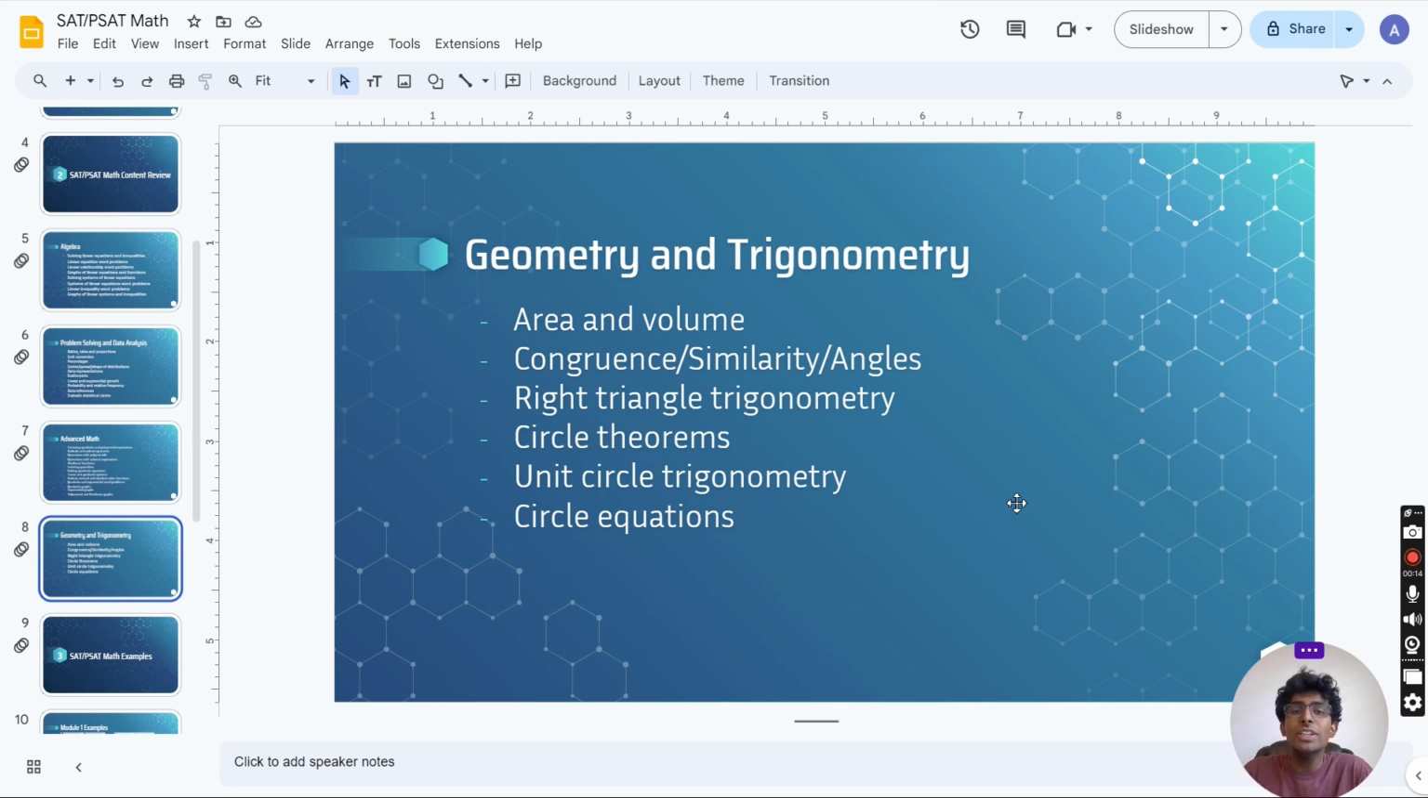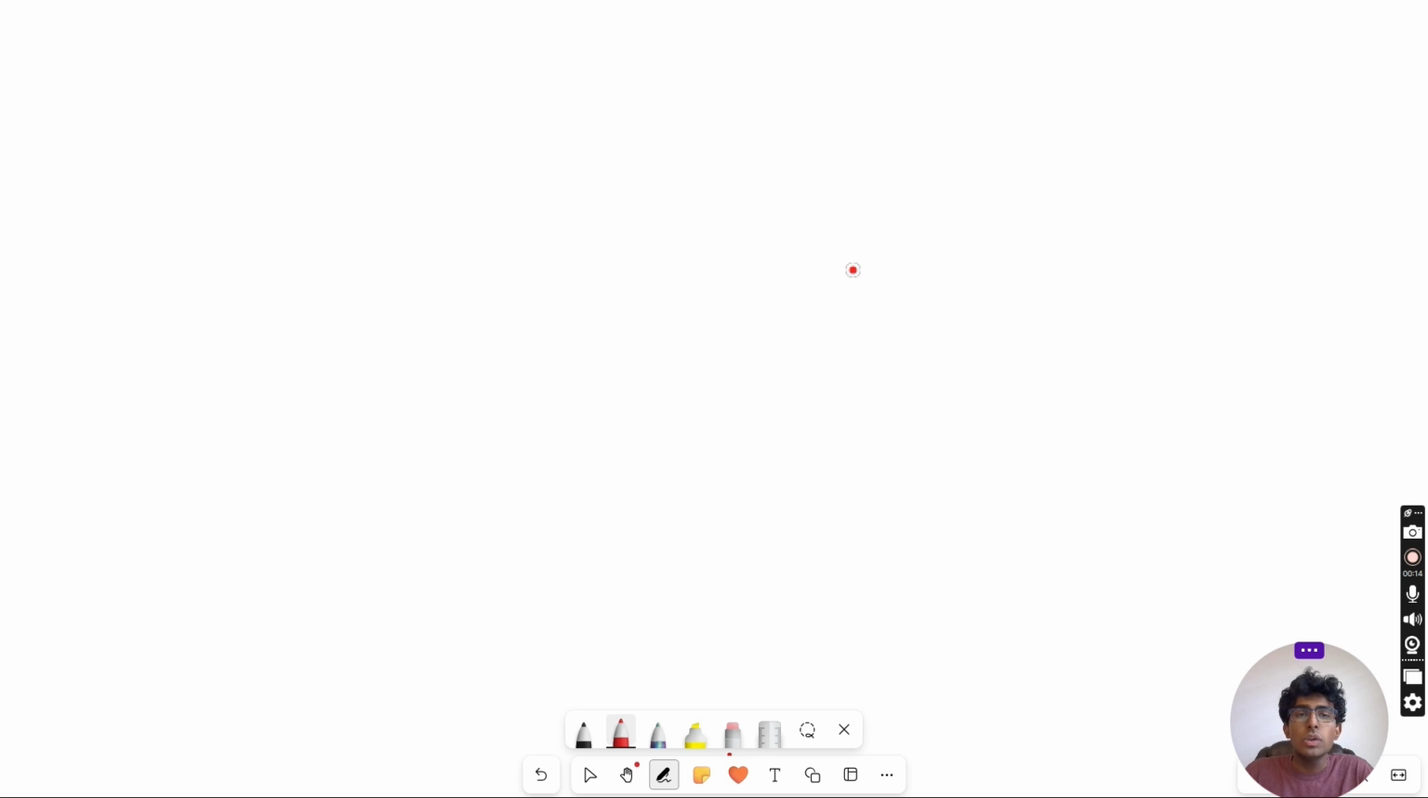Today we're going to be going over the geometry and trigonometry content area for the SAT and PSAT math exam. Again, this is a pretty important content area, so make sure that you're understanding the concepts that we're about to go over. So let's first start with area and volume. For area and volume, you need to be able to know the area and volume of various shapes and be able to apply it to problems that the SAT gives you.